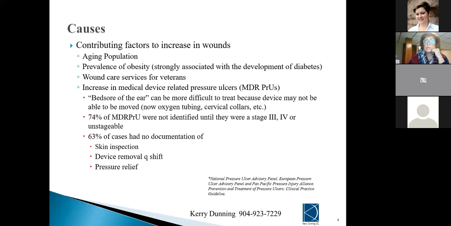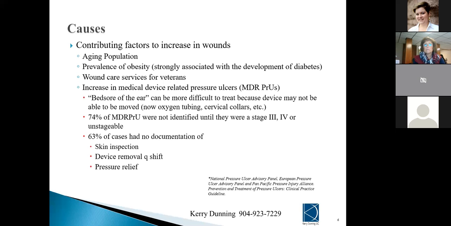These numbers here surprised me, and this did come from the panel: 74% of the medical device related pressure ulcers were not identified until they were stage 3, 4, or unstageable. That's a really significant number, and I'm not sure what's behind those numbers. I do know that if a surveyor came into a nursing home and saw that, that facility would be cited pretty heavily. So please make sure that if you have any medical device related pressure ulcers, that you are tracking them and the staging of them. And it might be something that you want to take to your quality team as a review point to see if you are in a better range than that.